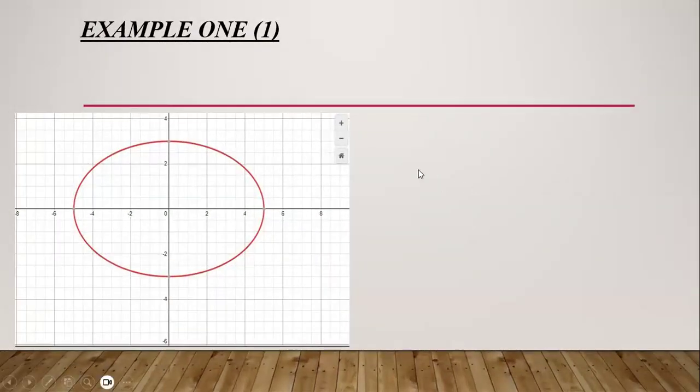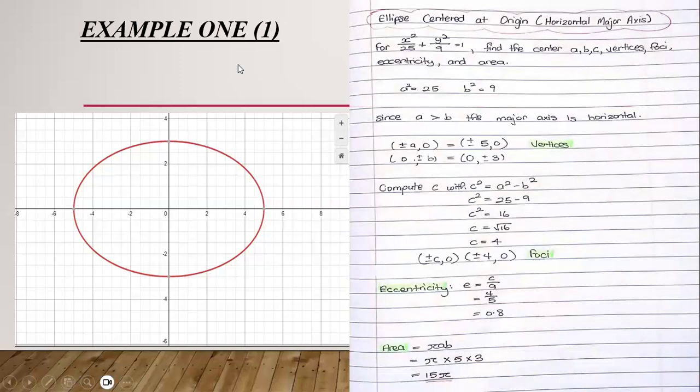All right, so Miss Cheyenne will be doing example 1 and I'll take you through the other examples. Okay, so this is an example here of finding the ellipse when they give you the major axis. Now, they give us the equation here and they ask us to find the center, a, b, c, vertices, foci, eccentricity, and area. So we have a number of things to find here.